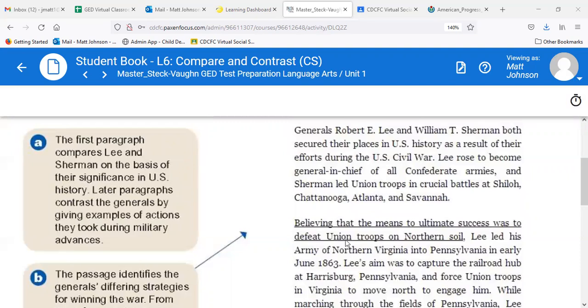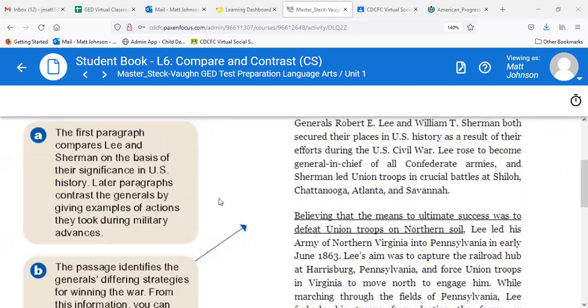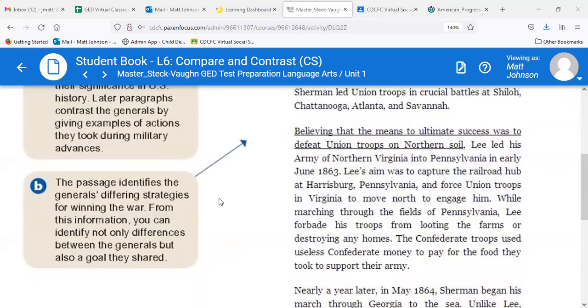And they have the little underlined section here, believing that the means to ultimate success was to defeat Union troops on Northern soil. So the passage identifies the generals' differing strategies for winning the war. From this information, you can identify not only differences between the generals, but also a goal that they shared. That's usually a lot of times how compare and contrast writing will be set up.